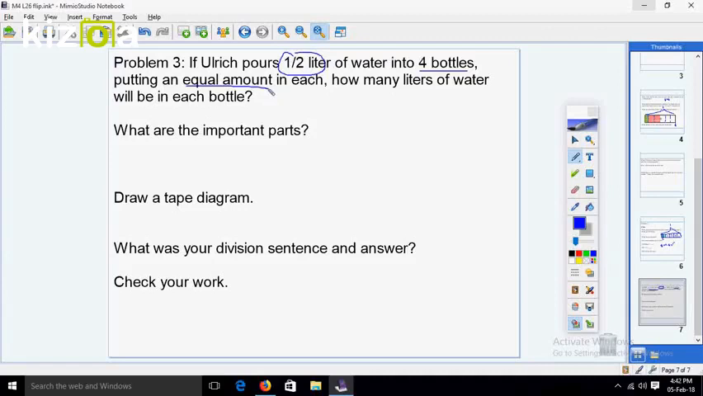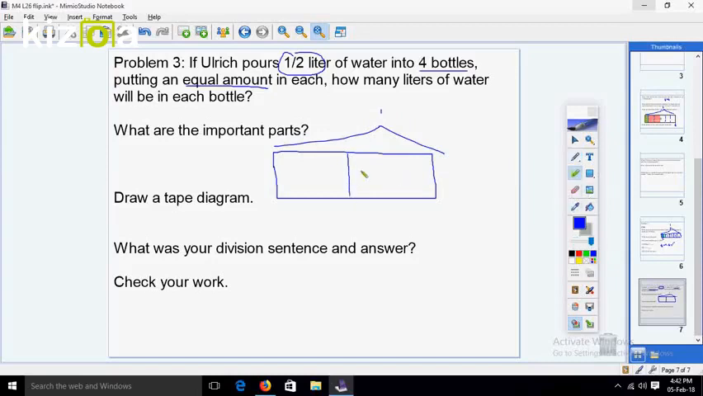All right, so we're going to draw a tape diagram. Here we go. He only has 1/2 liter, so that's what I'm going to show. There's 1 liter, and I'm going to divide it into half. So I'm going to highlight half of it. Now he has 4 bottles, so I have to show those 4 bottles. There's 1, 2, 3, and 4. Got to do it to the other side as well. 1, 2, 3, 4.